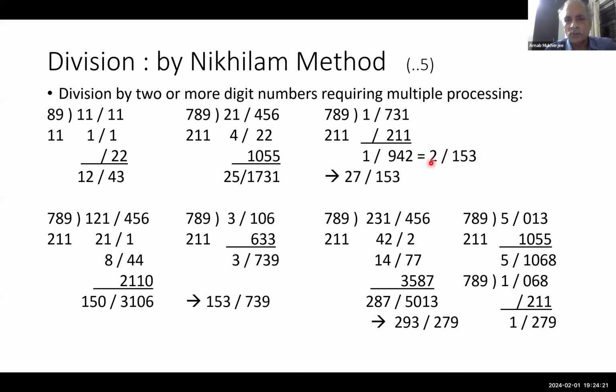And another 1 came. So this is equivalent to one quotient and 942 remainder, which means actually 2 as quotient and 153 as remainder. So these two add up with the 25 gotten earlier. So 27 becomes my final quotient and 153 the remainder. Please try to understand, then we'll proceed.